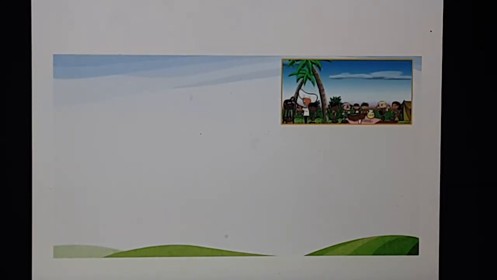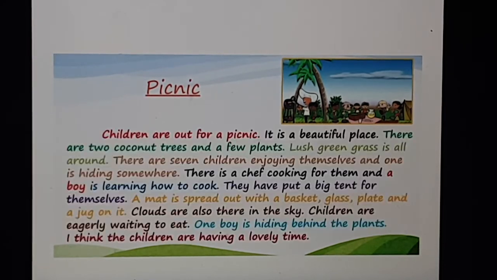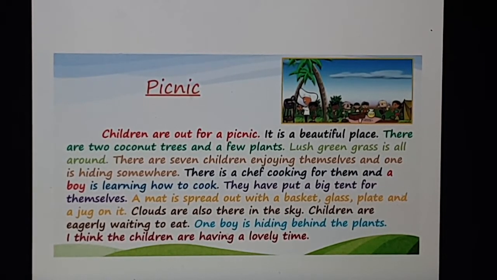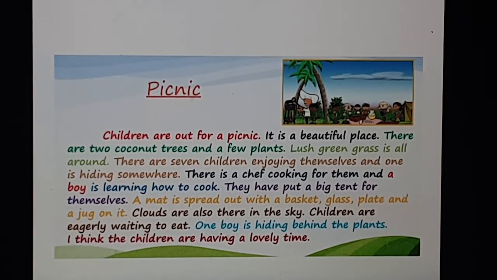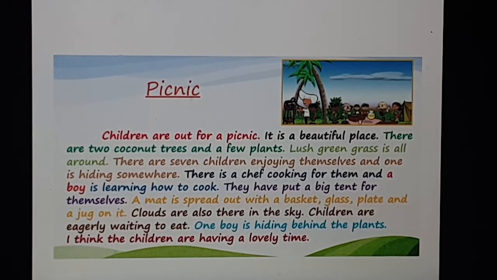Now try to give it a title, whatever title you want to give to this picture. That title can be picnic or picnic scene, anything, whatever you think suits the picture. Now try to write about the picture and try to use those observations, frame sentences out of those observations. Like here I have done it. Children are out for a picnic. See the present tense also. It is a beautiful place.